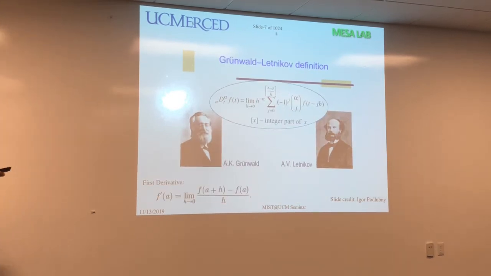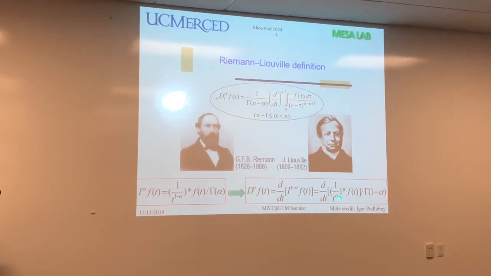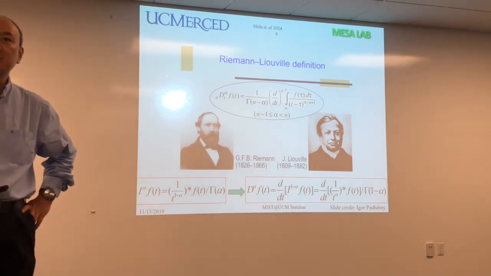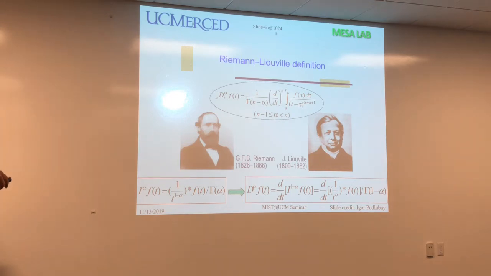So that is a definition, okay, let me go back. So this is nothing but f convolved with 1 over t to the alpha. Here, n is 1, so alpha is between 0 and 1. Okay, so that's the definition of fractional order differentiation in the Riemann-Liouville sense. It's called the Riemann-Liouville definition. Oh, there are other definitions.